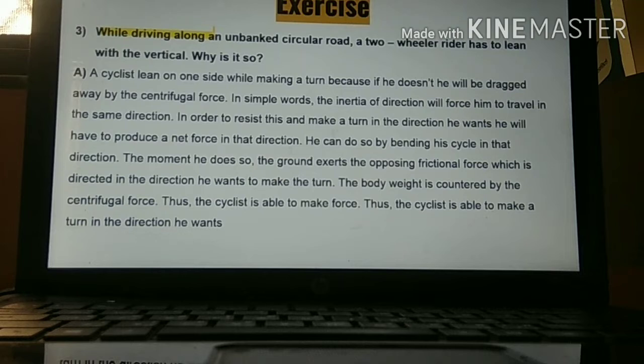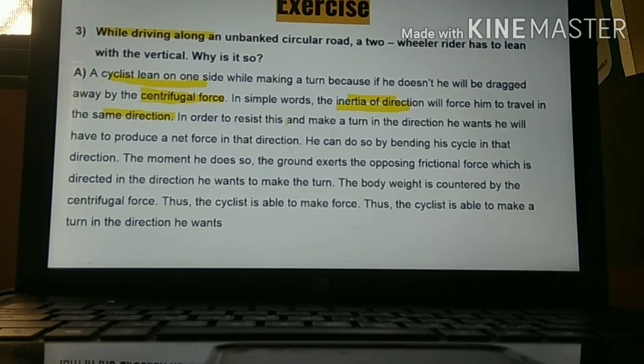While driving along an unbanked circular road, a two-wheeler has to lean with the vertical. Why so? The cyclist has to lean on one side while making a turn. This he has to do because if he doesn't, then what will happen? He will be dragged away by centrifugal force. You might have heard there is some sort of inertia of direction. Inertia of direction will force him to travel in the same direction. It means he will not be able to take a turn, but he will be moved away in the straight direction.